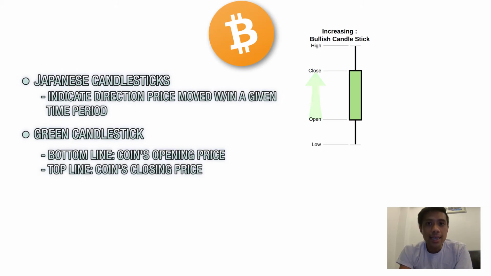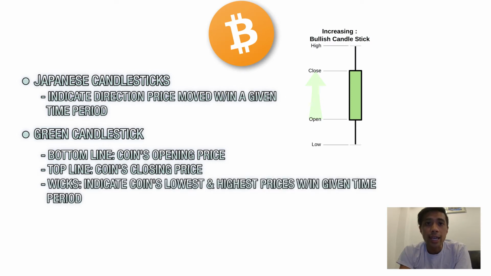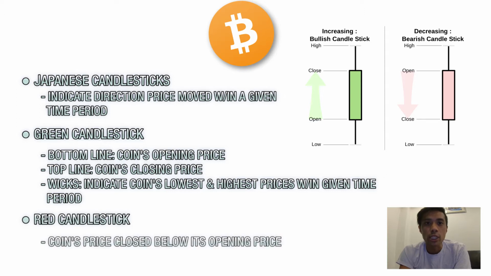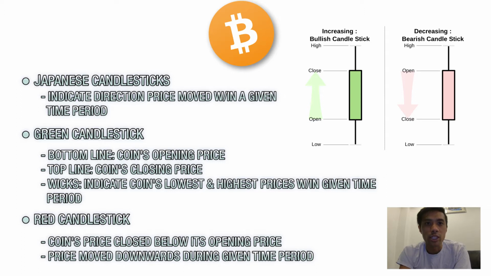The lines extending outwards are called wicks and indicate both the lowest and highest prices the coin sold for within that one-day period. The only difference between a green candlestick and a red candlestick is that a red candlestick indicates that the coin's price closed below its opening price, meaning price moved downwards for that day. Let's put this into action.